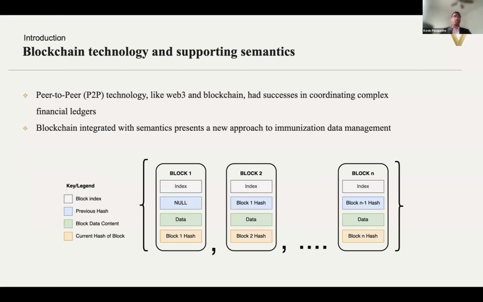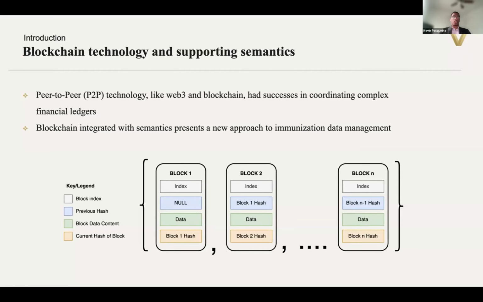So how do we solve this? We turn to blockchain and semantic web technologies. Blockchain offers a peer-to-peer, tamper-proof record-keeping system through a distributed ledger. As seen in the figure below, each block stores some data, and in the case of this project, this data would be immunization information. And every block contains a hash of the previous block, which links the chain together.